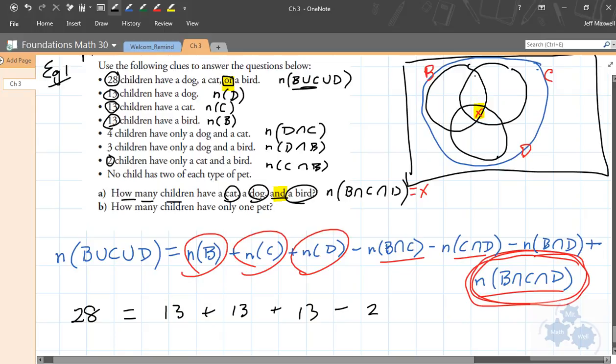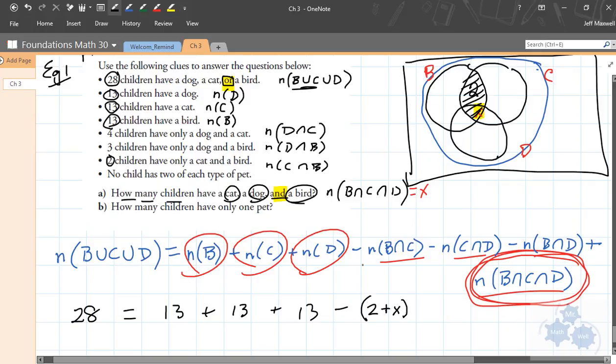So a bird and a cat is all of this right here. So it's actually going to be, because this is bird and a cat only. So this 2 is right here. See, cat and a bird only. So guess what? Bird and a cat is going to be 2 plus some of the kids that have all 3, which we haven't counted yet. So this is actually going to be 2 plus the unknown part.